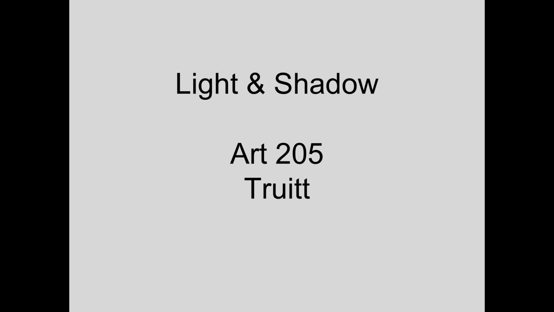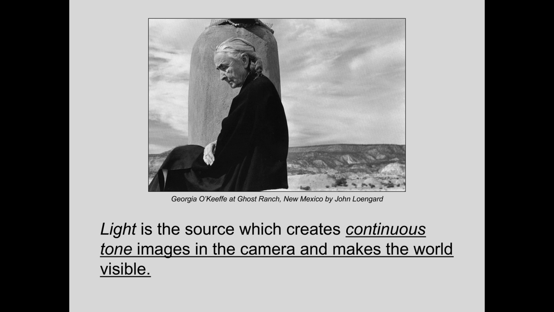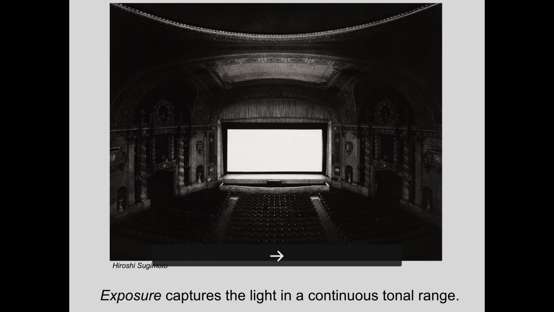This is the PowerPoint for our light and shadow assignment in Art 205. To begin with, we're talking about light, and as it says on the slide, it is the source which creates continuous tonal images in the camera and makes the world visible. So we're talking about how that light turns into tone and contrast. Even though we look at the world in color, we want to think about it through a black and white lens so that we can really see the differences in how light renders subjects.